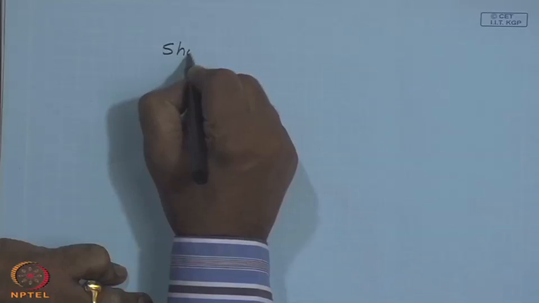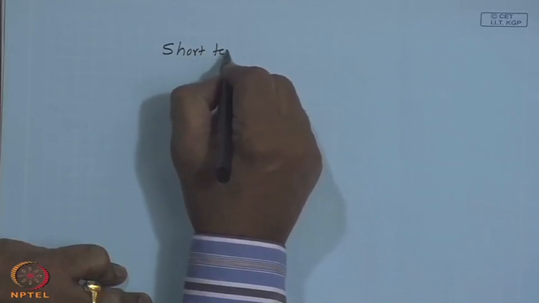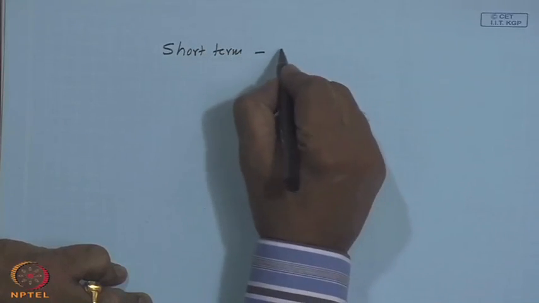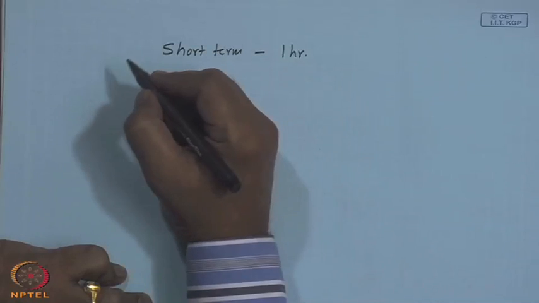Last time we were discussing how to calculate the solar radiation received by a surface of general orientation, that is having a slope beta placed at an azimuthal angle of gamma, for a short period of 1 hour. Generally we understand by short term a period of 1 hour.